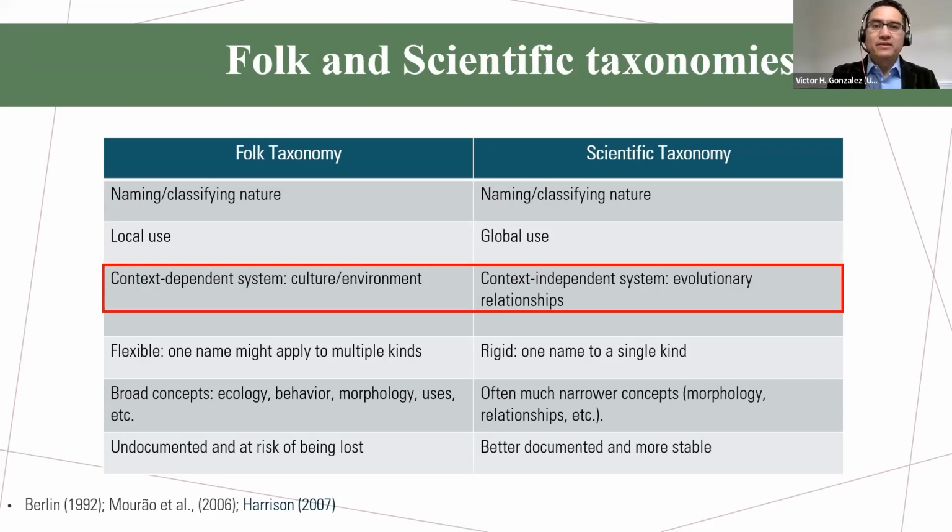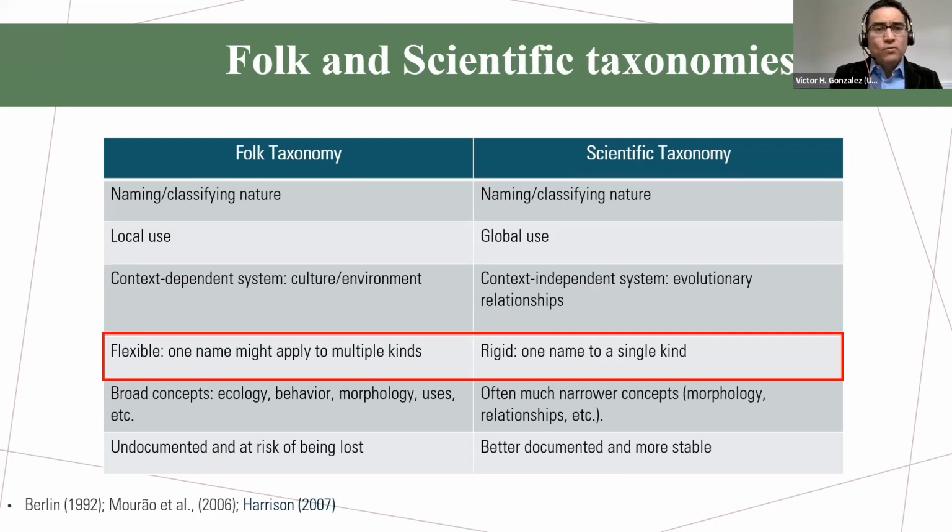When we look at the dependence of each taxonomy on context, the folk taxonomy depends on the culture and also on the environment. Each culture may name things differently, and name the things that they have around. The scientific taxonomy doesn't depend on those things. We classify and name things based on their evolutionary relationships.